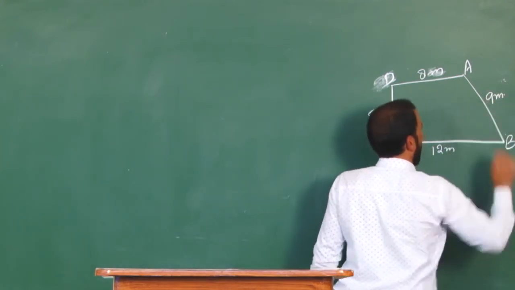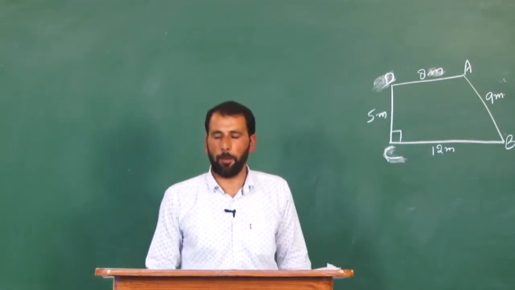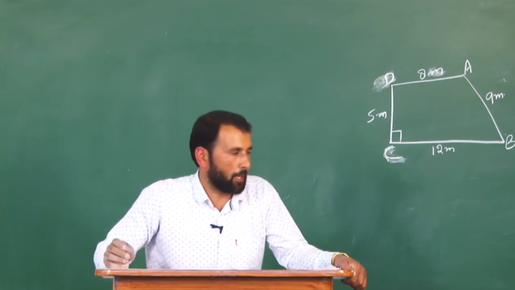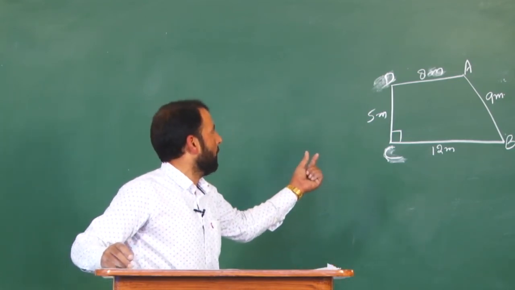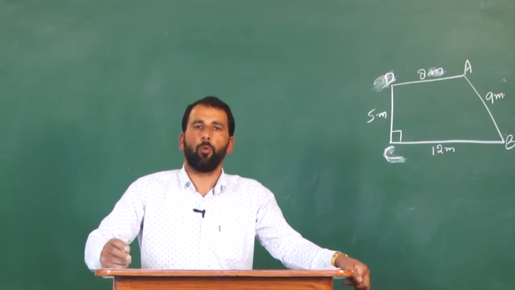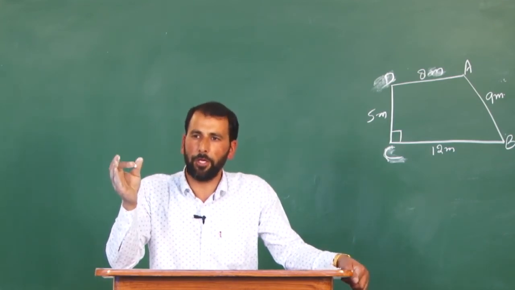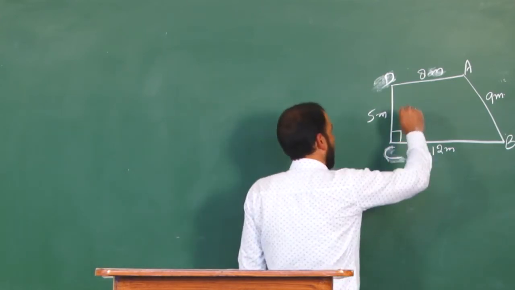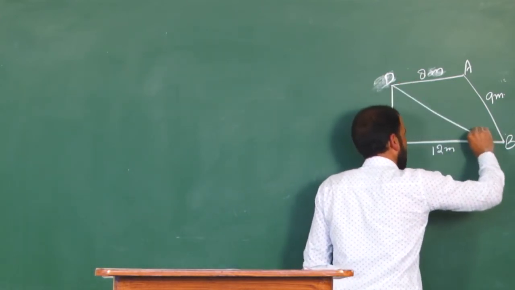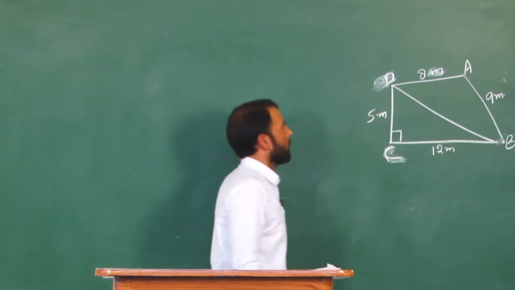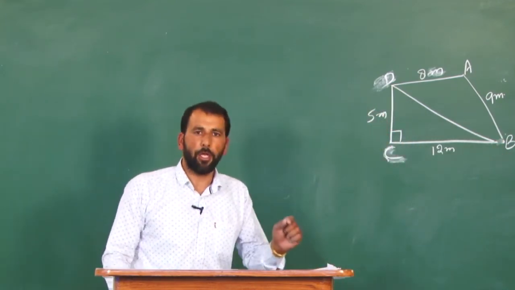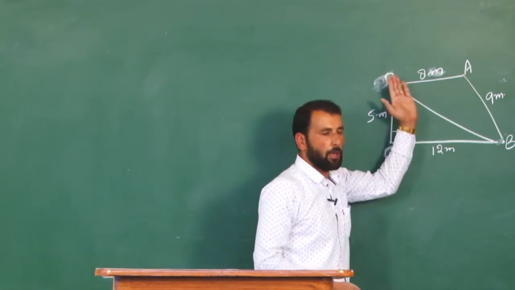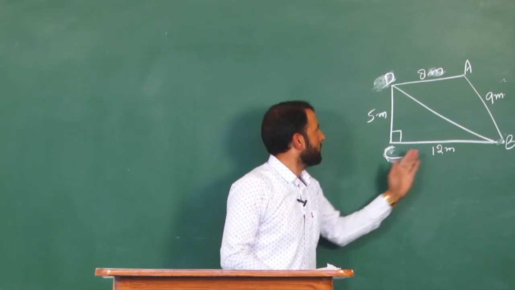As we know, Heron's formula is applicable for triangles when the three sides of a triangle are given. But here we have a quadrilateral, not a triangle. So first of all, we should divide this quadrilateral into two triangles by joining one of its diagonals. Here we join the diagonal BD. That diagonal BD divides the quadrilateral ABCD into two triangles. One triangle is ABD, another triangle is BCD.